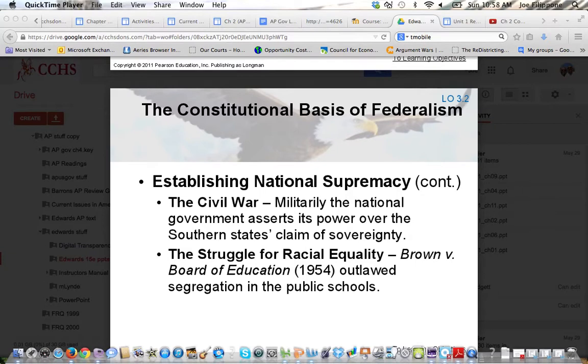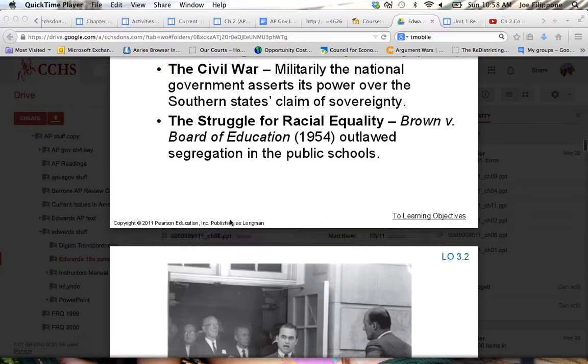And then the struggle for racial equality, the civil rights era, helped establish national supremacy. In Brown versus Board of Education, it overruled that earlier 1896 Supreme Court case Plessy versus Ferguson, and it outlawed segregation in public schools, and that pretty much started the civil rights era, where it outlawed discrimination in public facilities, buses, waiting rooms, stuff like that, lunch counters. Okay.